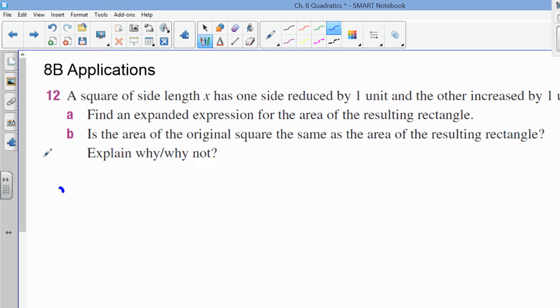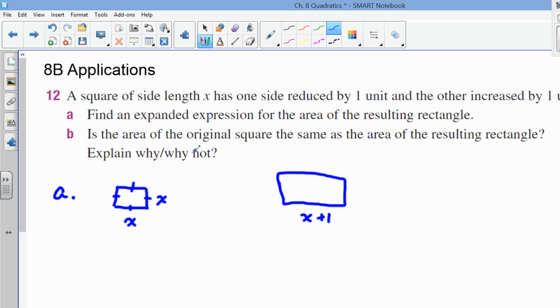All right, guys, in this example, it says that a square of side length x. So we start off with this original square where all the sides are the same and the side lengths are x. So it's x by x. And now we change it, so one side is reduced by 1 unit and the other side is increased by 1 unit. So now it looks more like a rectangle. One side is increased by 1 unit, so x plus 1. The other side is reduced by 1 unit, so x minus 1. Find an expanded expression for the area of the resulting rectangle.